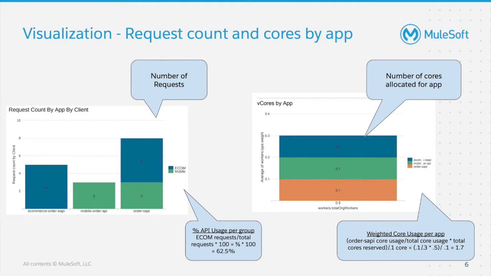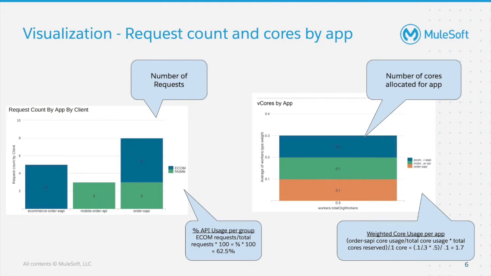As calling teams and groups call these APIs, our Splunk dashboards then break down the logs in a few ways. The first visual on the left is a breakup of requests for each app by the calling party. We use this data to determine the percentage of requests within an app that come from each group. For example, you can see e-com requests for order SAPI are around 62.5%.